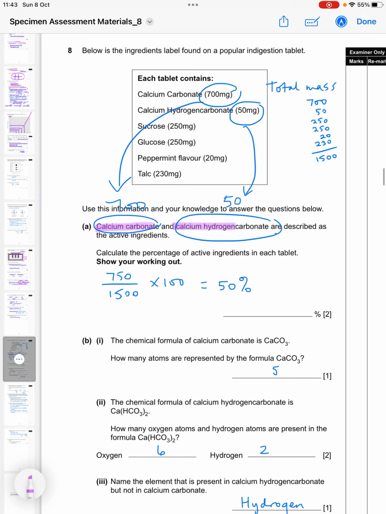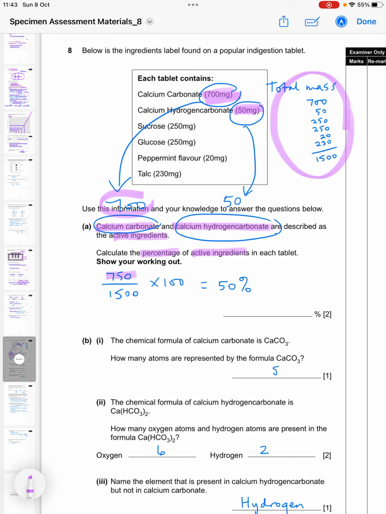So calcium carbonate and calcium hydrogen carbonate are described as the active ingredients. Calculate the percentage of active ingredients in each tablet and show your working out. So to find a percentage, you need to know what the amount of the stuff that you're looking for is. So the calcium carbonate here is 700 and the calcium hydrogen carbonate is 50. So 700 plus 50 is 750.